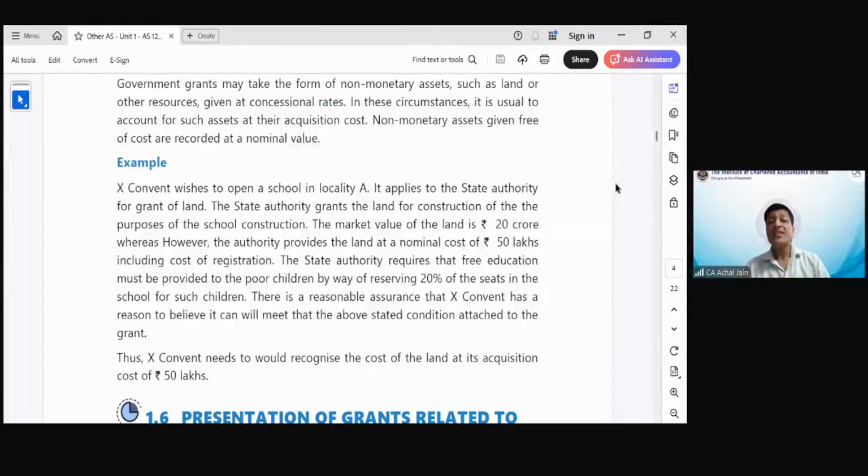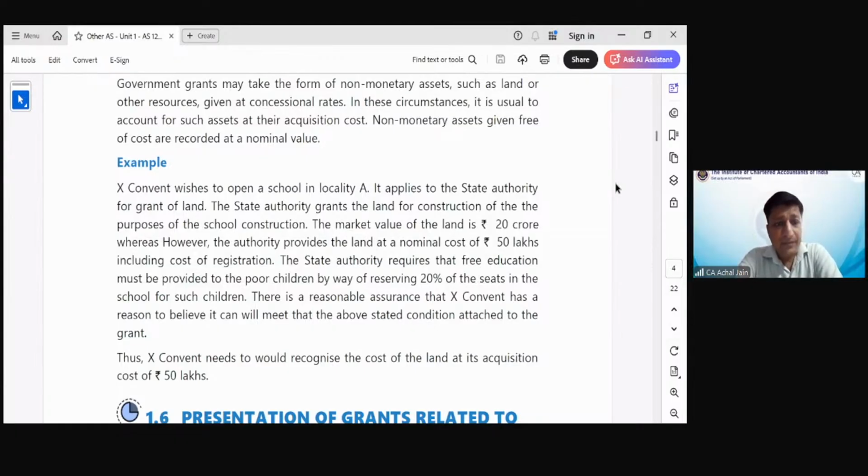Now, in this case, it is reasonably assured, okay, X is clear that it will be able to comply with this condition. In this case, first of all, we look at the recognition criteria. Yeah, criteria is fulfilled. So that is when X can recognize the grant.